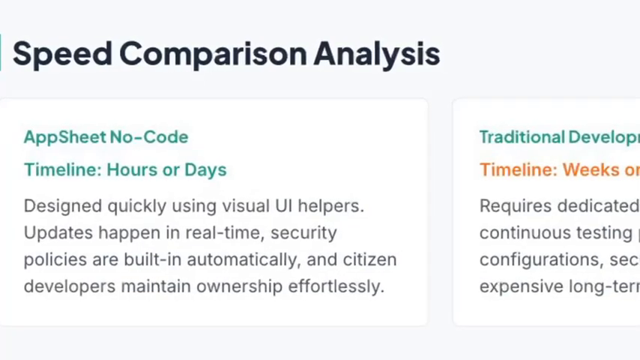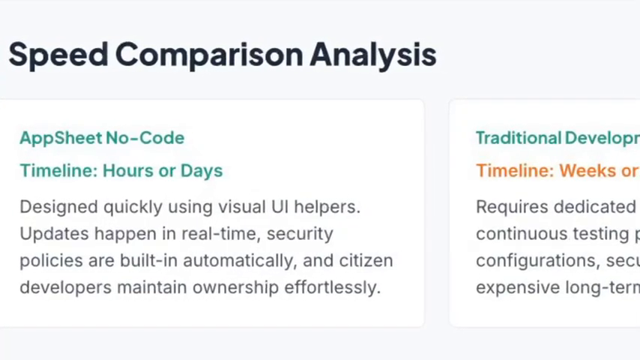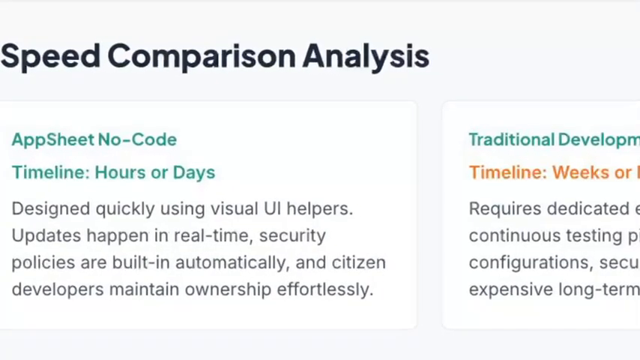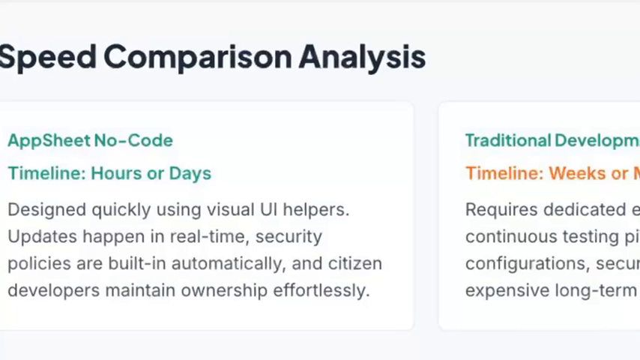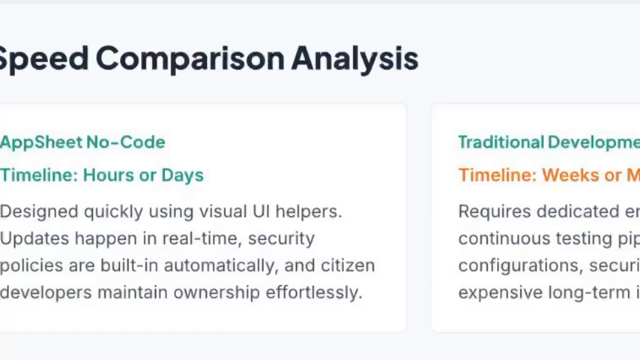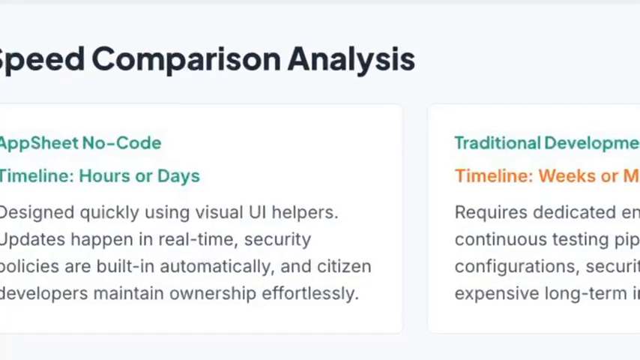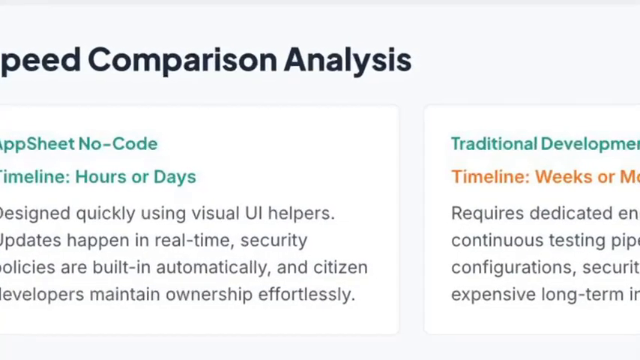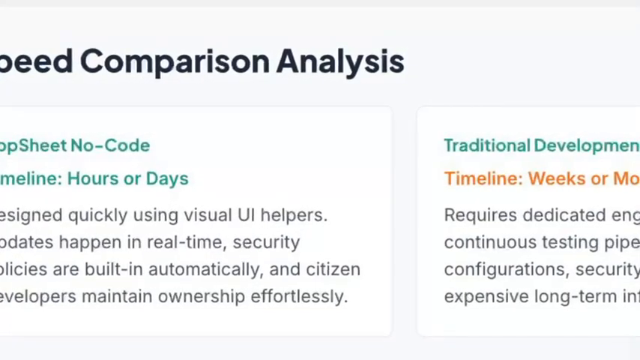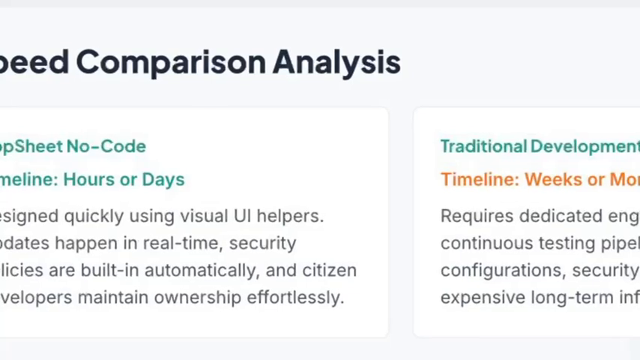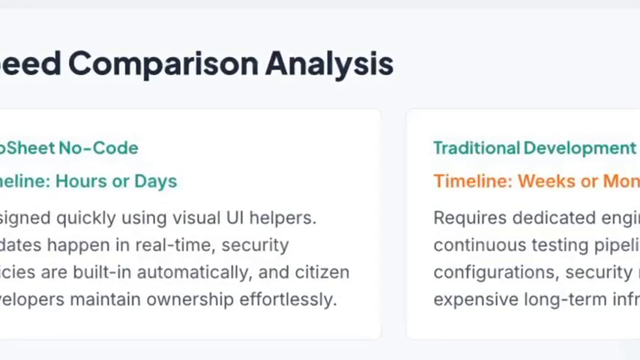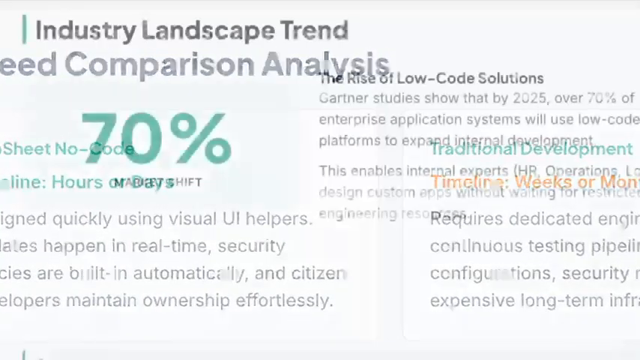On the right-hand side, we have traditional development. Here timelines are measured in weeks or months. You need dedicated engineers, complex deployment pipelines, constant security reviews, and expensive long-term infrastructure maintenance. So by shifting basic operational tools to AppSheet, you free your highly skilled IT engineers to focus on core systems and security, saving both time and budget. So this is the main comparison we have for AppSheet.